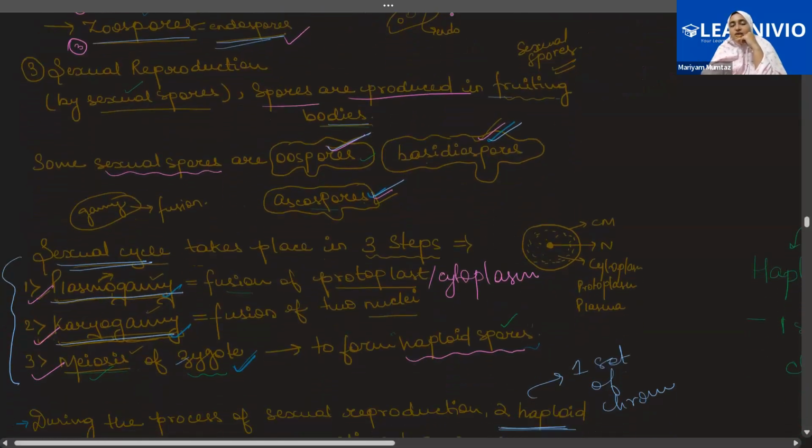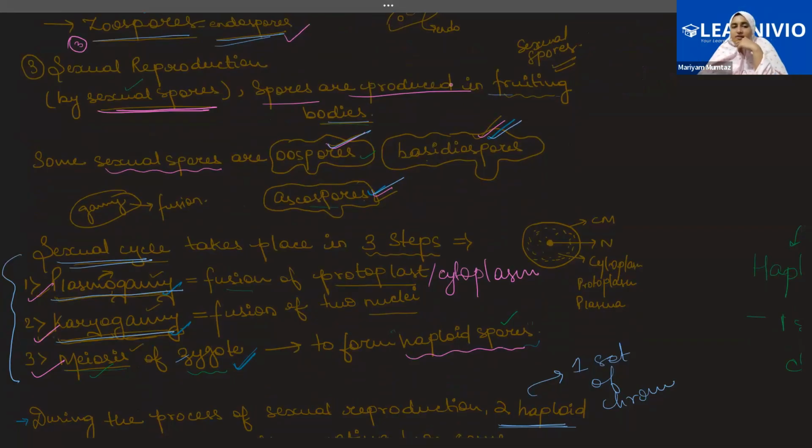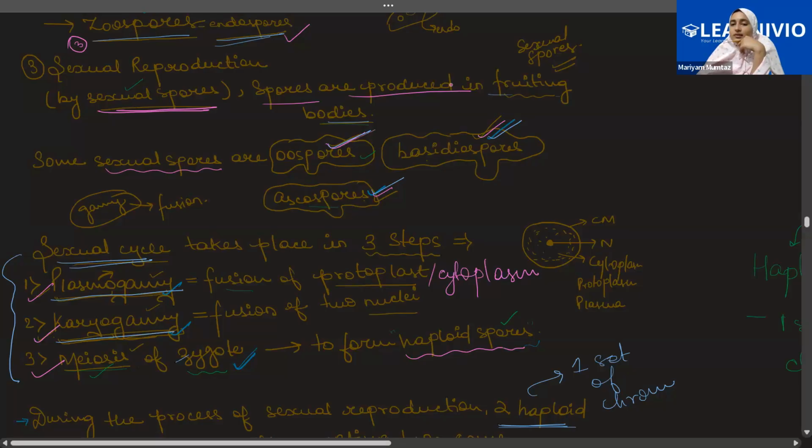Then comes the sexual reproduction. Now, the sexual reproduction takes place by sexual spores. Okay, asexual reproduction takes place by asexual spores, and sexual reproduction takes place by sexual spores. Here, spores are produced in the fruiting bodies. So, there are special structures that are called fruiting bodies, inside of which these sexual spores are produced. Now, some sexual spores are oospores, basidiospores, and ascospores. These are the common names of the sexual spores.